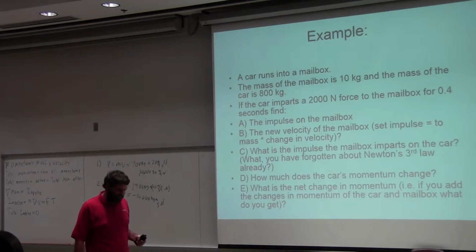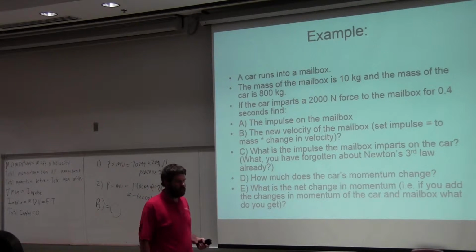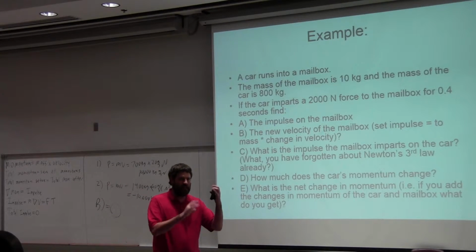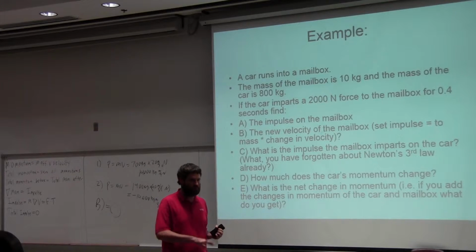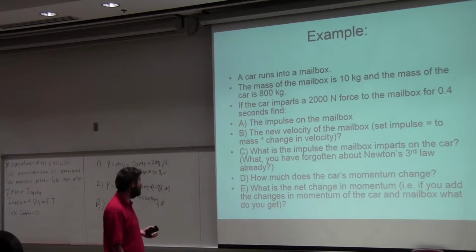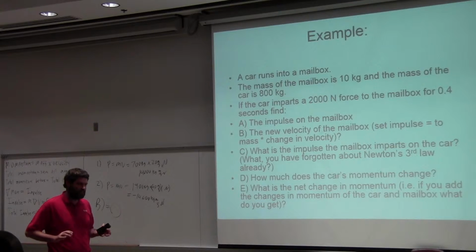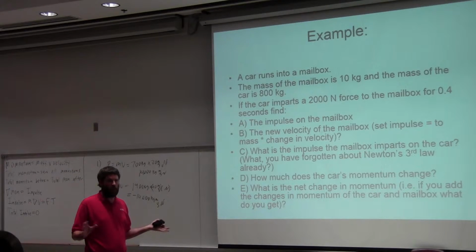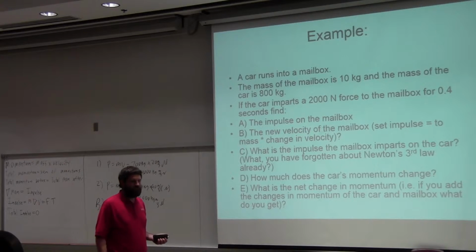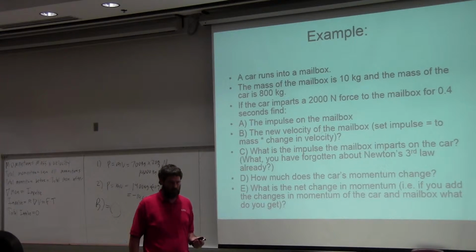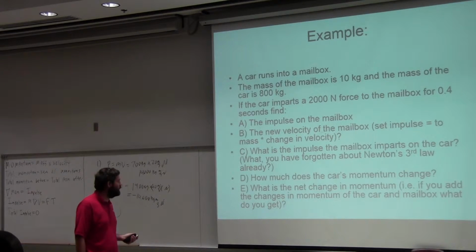I don't know why they would put a mailbox on wheels, but this one is. So we're going to ignore things like how much energy is associated with breaking the mailbox or breaking the post, or breaking your car. So the car hits the mailbox. You already know the mailbox is going to go flying. But the question is, how fast is that mailbox going to go flying? So that's what we're going to solve here.